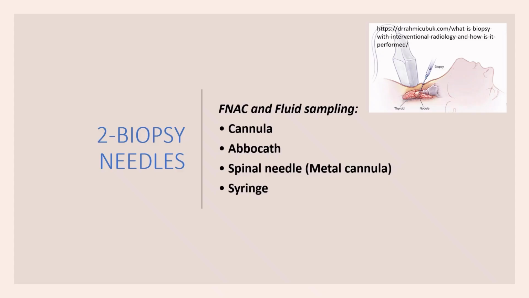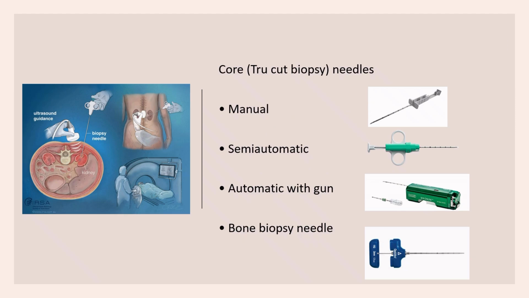Now for the biopsy needles, we've got needles that are needed for fine needle aspiration cytology to get the cells, not the tissue, and for fluid sampling. Also, we can use the cannula, the Abocath, the spinal needle, the metal cannula, or the syringe. And we've got the biopsy needle, the true cut biopsy needles, where we get part of the tissue from the area of interest for pathological examination. These needles can be manual, semi-automatic, or automatic with a gun. It can also be a bone biopsy needle.